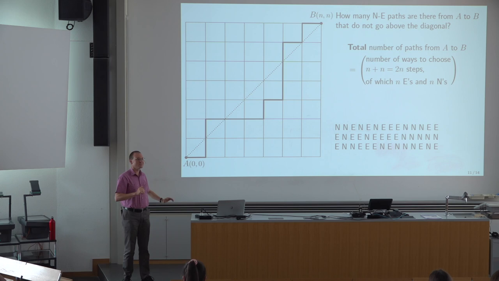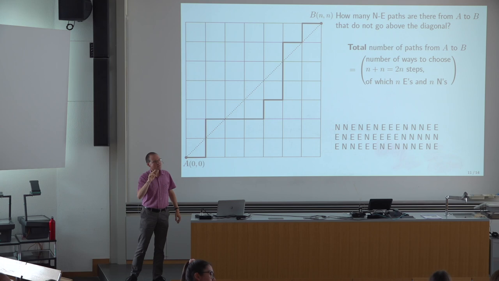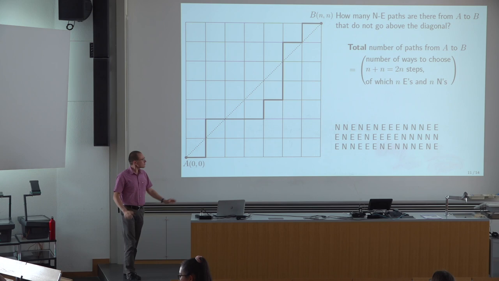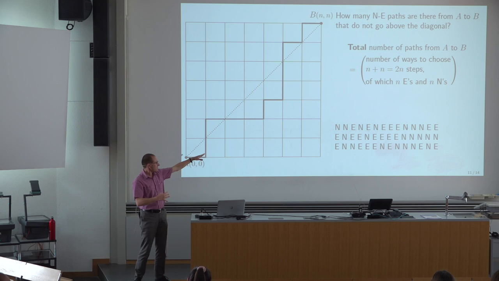Say louder, a little louder, please. n factorial squared. No, it's not n factorial squared. One reason is that these n's are indistinguishable from each other. You just have to put n symbols capital N somewhere, and the other n symbols will be capital E.